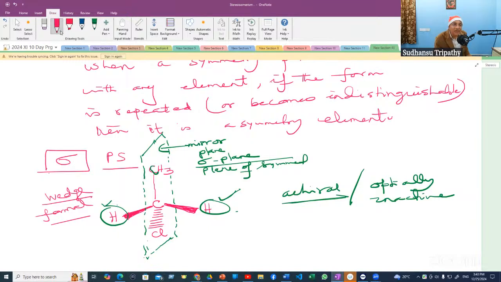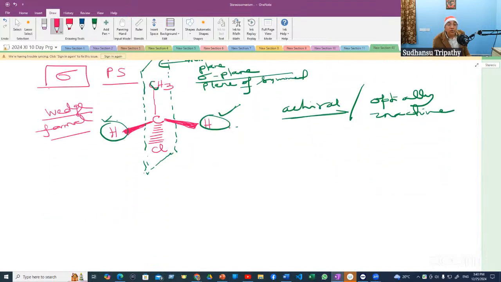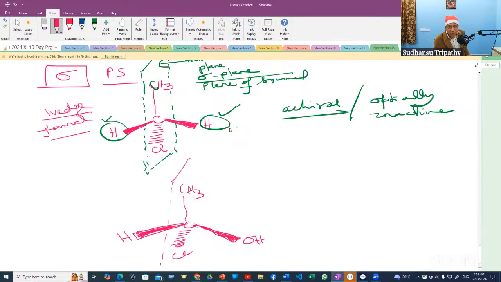It is optically inactive. But the moment we make all the four groups different, for example, I will not change much. Here it is H, but on the other side, it will be something else. For example, it is OH. So can you ever imagine any plane of symmetry, whether you pass through this or anywhere, which will divide the molecule into two mirror image halves?